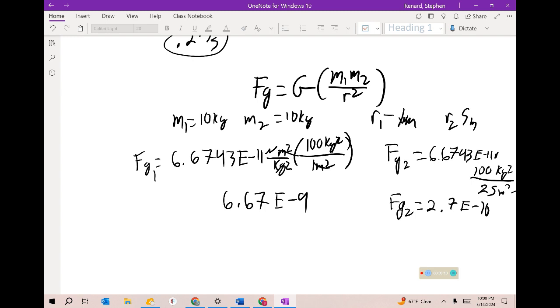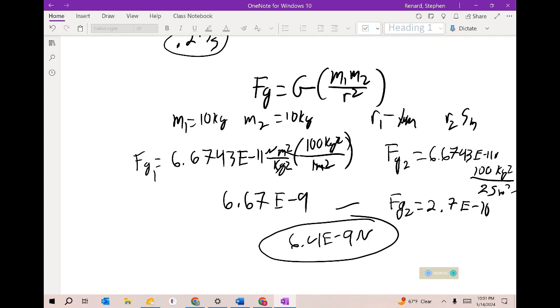So it asks what the difference in gravitational force is. So then we would subtract these two. We want to subtract the smaller one from the bigger one. So we go 6.67 e to the negative 9th minus 2.7 e to the negative 10th, and that gives us 6.4 e to the negative 9th newtons is the difference in gravitational pull.